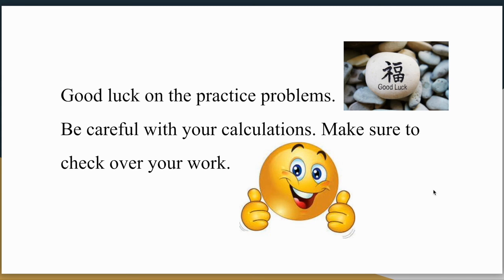Now good luck on your practice problems. Be careful with your calculations and make sure to check over your work.